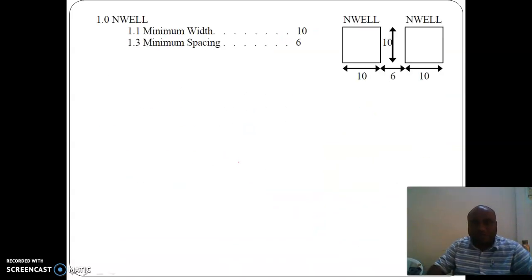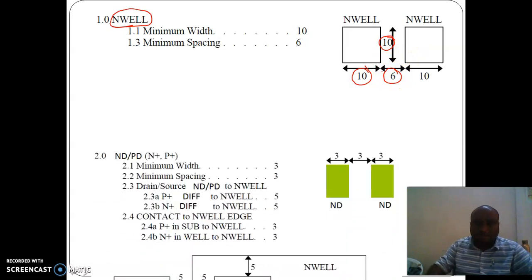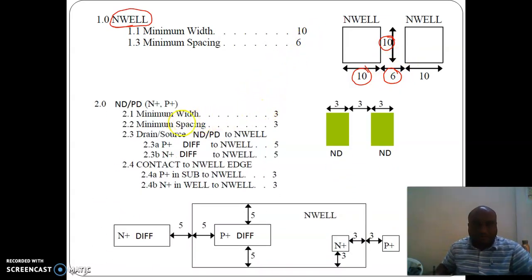So similarly we have a few more rules to be maintained for an N well. If you have an N well, in the fabrication process we have seen what is meant by an N well. So for an N well, the dimension should be 10 lambda by 10 lambda, and minimum spacing between two wells is 6 lambda. And whereas between diffusions, the minimum width to be maintained in diffusion is 3 lambda, and the spacing between the diffusions is 3 lambda. So drain to source of N diffusion, P diffusion to N well is 5 lambda and 5 lambda.